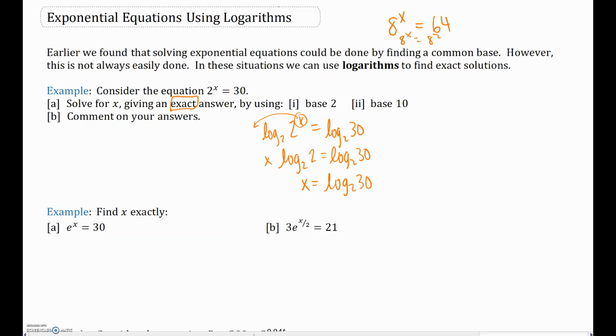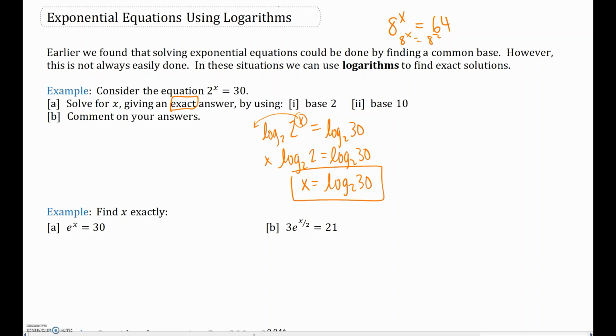You're like, wait, put it in a calculator. The calculator is going to give me an approximation. Why? Because it can't go on forever. This number will probably go on forever. It's not a very pretty number. So that's our exact answer. The exact answer is log base 2 of 30.